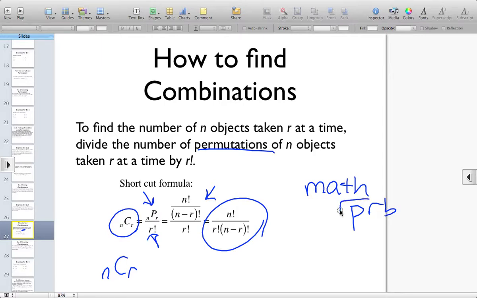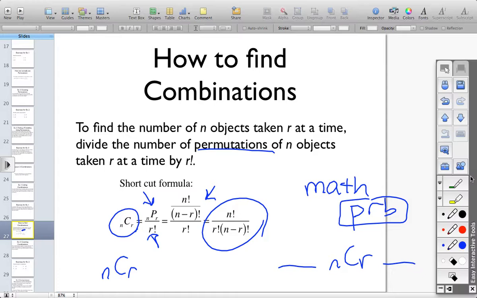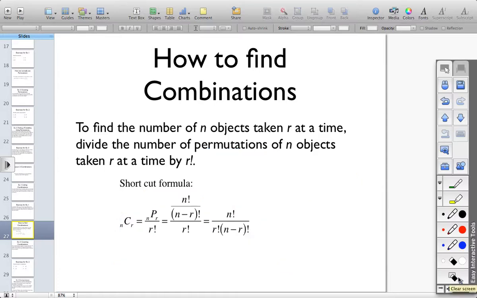So use your probability function, type in whatever your n value is, hit the keys necessary to get the nCr, and then type in whatever your r value is, hit enter. That's going to give you the answer. And trust me, doing that will save you so much time.